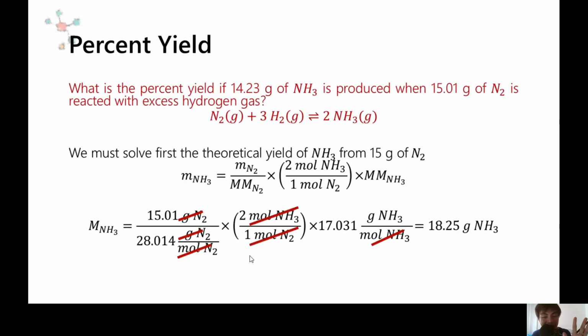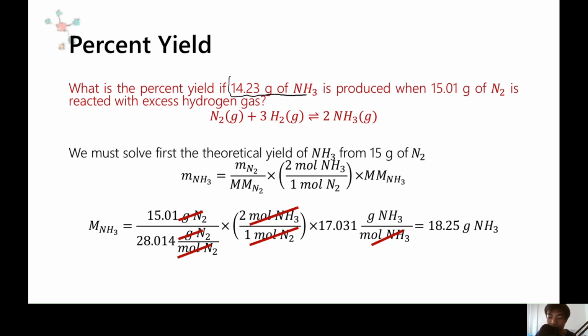So let's have this problem. What is the percent yield if 14.23 grams of ammonia is produced when 15.01 grams of N2 is reacted with excess hydrogen gas? Okay, so chop-chopin natin yung problem. Sabi dito, we have 14.23 grams of ammonia produced. So, ibig sabihin, ito na yung amount ng ating product na nabuo. So, this is the actual amount of the product.